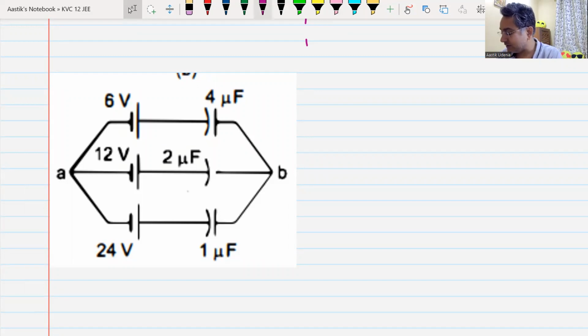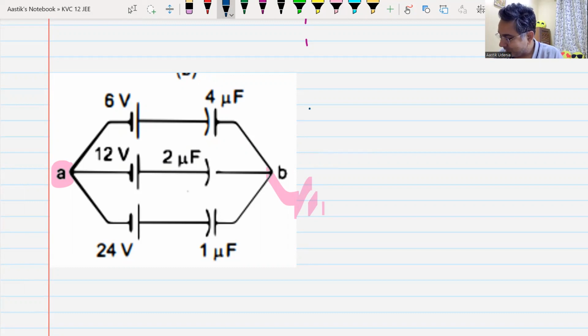Again, the same concept. This is my point A and this is my point B, which is going to get Earth. But remember here, the batteries are connected in the reverse order. So instead of E1 C1 plus E2 C2, it will be minus E1 C1 minus E2 C2 and minus E3 C3. Do we understand this?